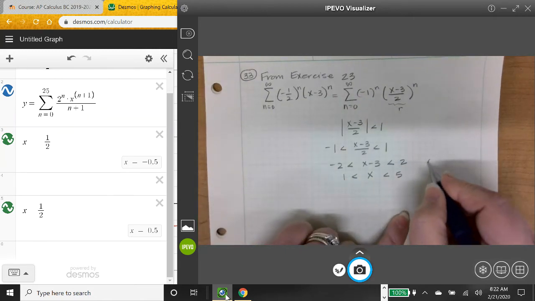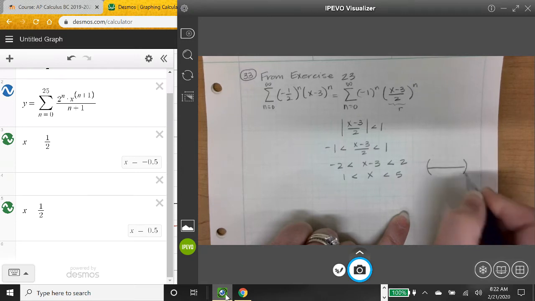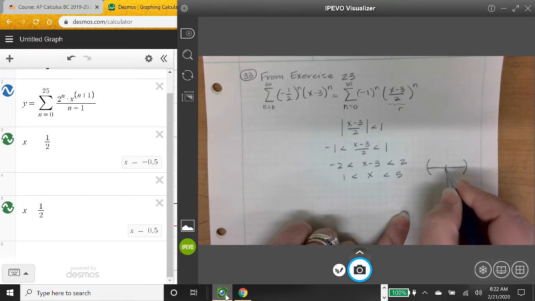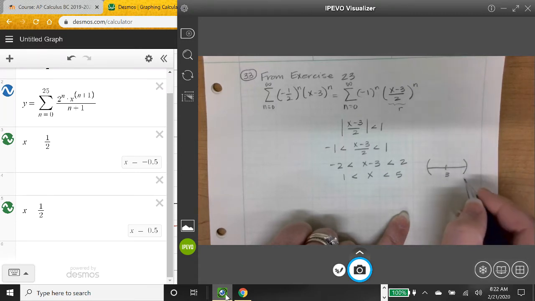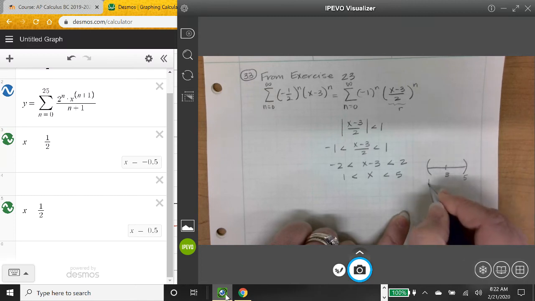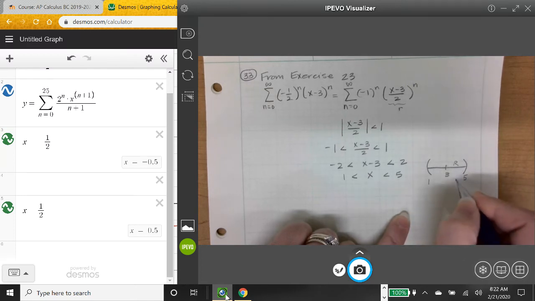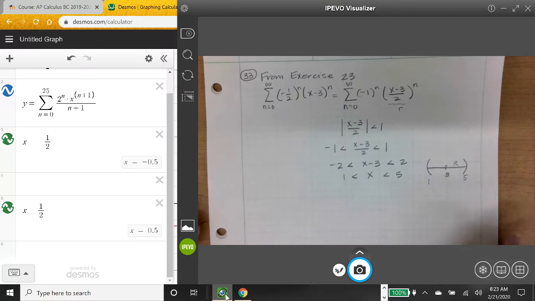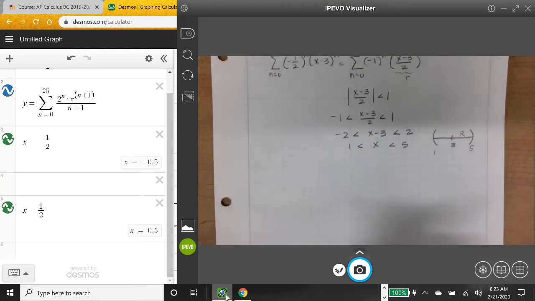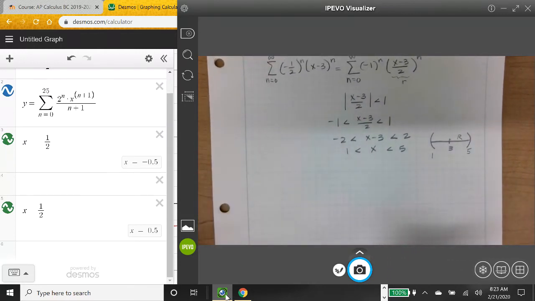And interestingly enough, the IOC, interval of convergence here, is going to be centered at 3, and we go out to 5 and 1, and my radius of convergence here is going to be 2 on either side, which is kind of interesting. All right, so we're going to expect to see something that converges between 1 and 5 now.